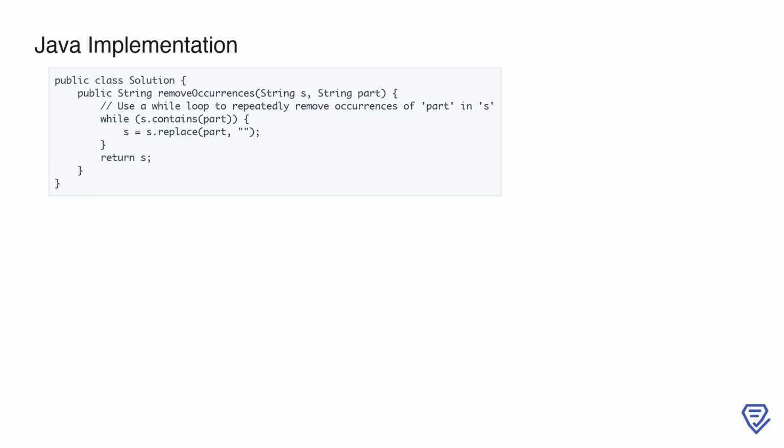This is the Java implementation of LeetCode problem number 1910, remove all occurrences of a substring. The logic mirrors the Python implementation, using a while loop to repeatedly remove occurrences of the substring part from the string S until no more occurrences remain. Key differences include the use of Java's string methods like contains and replace, and the structured class definition as required in Java. This solution is concise and achieves the same functionality as the Python version.